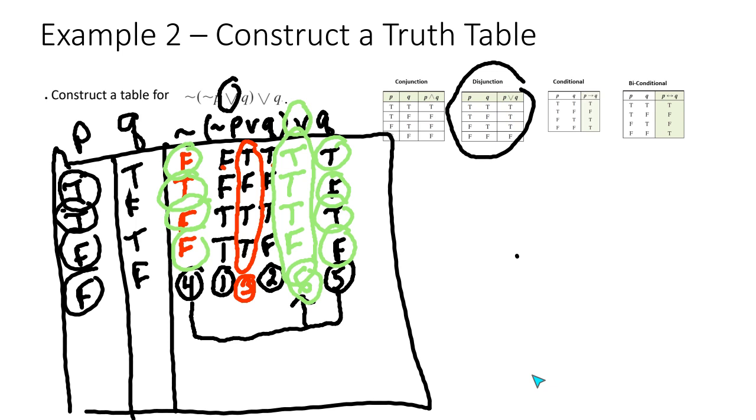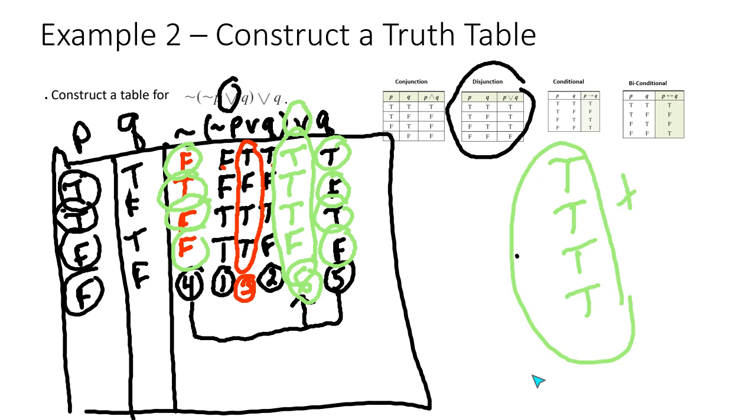Okay. Now, we'll talk about this next week, but if you get all truths as your final answer, this is called a tautology. A tautology just means that all your answers here are going to be true. All right, so let's go on to another one.